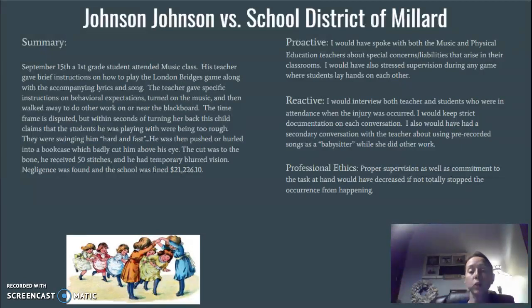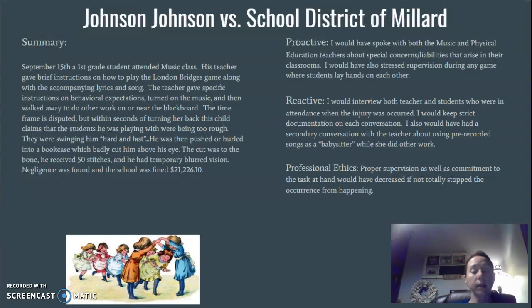Reactive measures: I would have interviewed both the teacher and the students who were in attendance when the injury occurred. I would keep strict documentation on each conversation, and I would also have a secondary conversation with the teacher about using pre-recorded songs as a quote-unquote babysitter while she did other work.